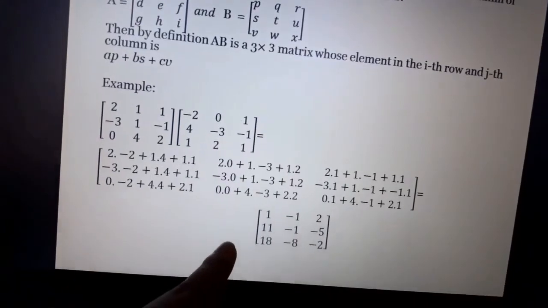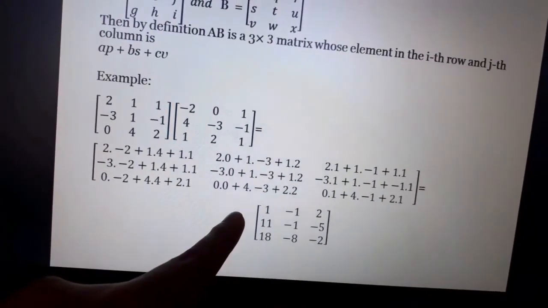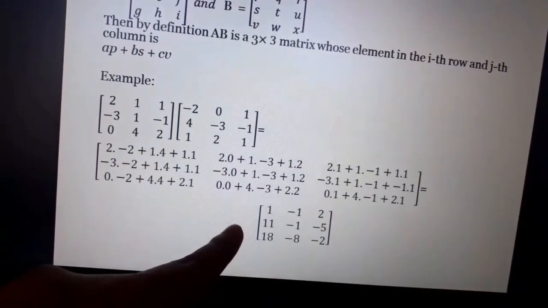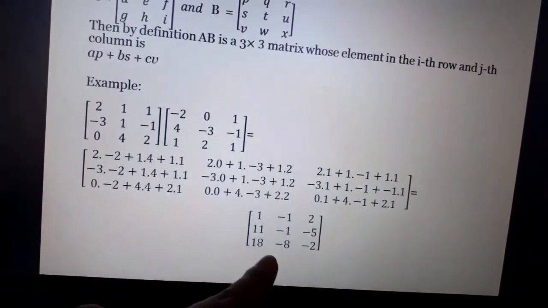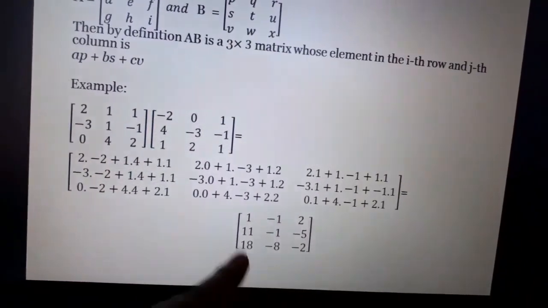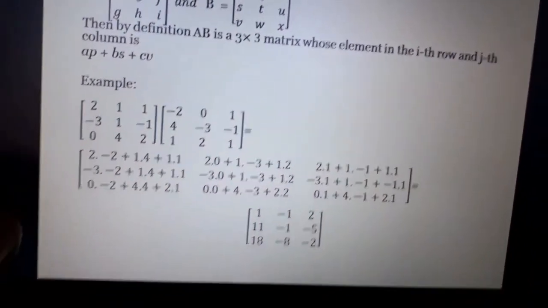And the result is the matrix negative 1, 2, 11, negative 1, negative 5, 18, negative 18, negative 2.